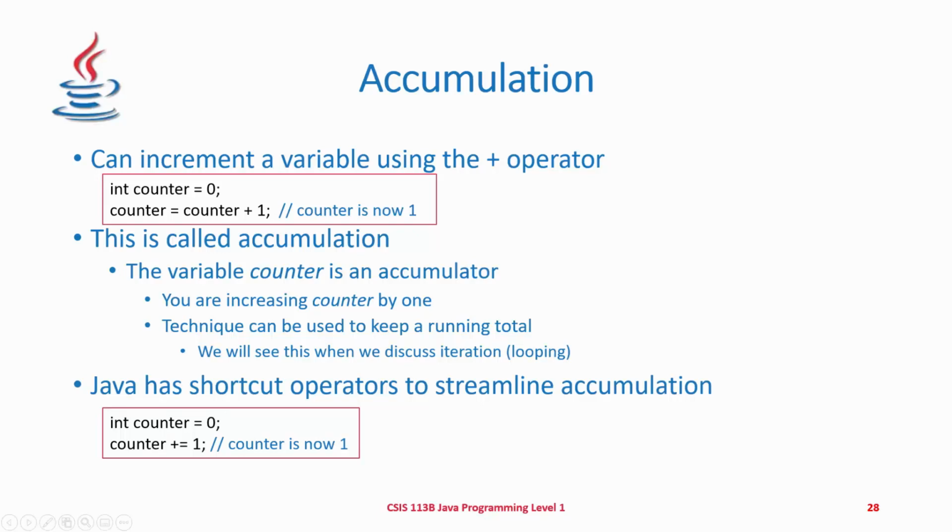So there is a shortcut operator to streamline this accumulation. We can do plus equals or minus equals or multiply equals. You can use all of the mathematical operators with the equal sign in this way. So in the last example, you can see again we initialize the integer counter with a value of 0, but this time to increment it by 1, it's counter plus equals 1.